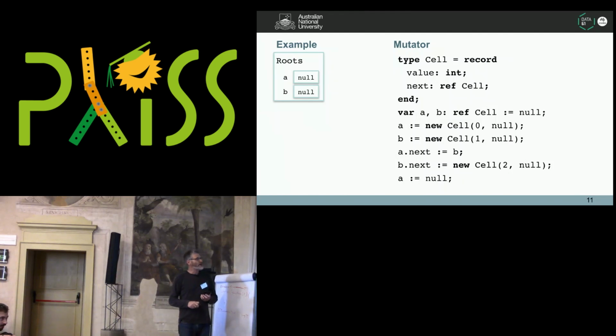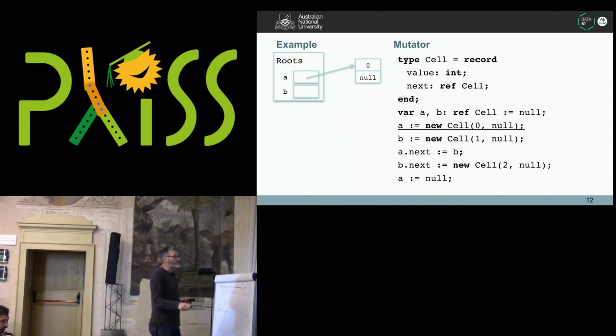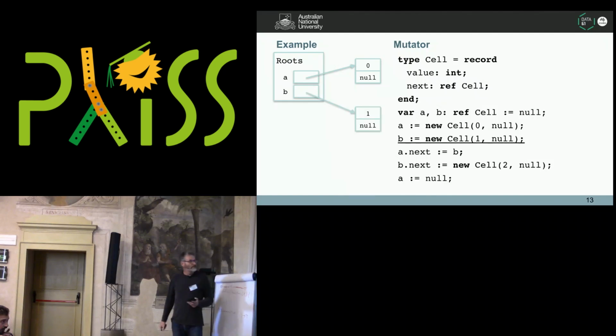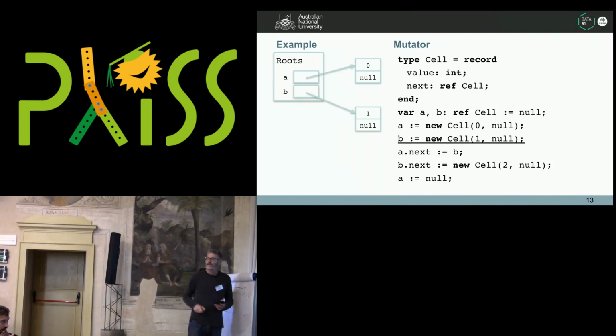Okay, so a simple little program. We've got these variables, which are references to cells. They're initially null. And we're going to perform some allocations and some mutations along the way. And we can step through the behavior of this program. So the first thing is we're going to allocate a cell with value 0 and the next pointer null. And then we'll allocate another cell with value 1 and next pointer null. Each of those will be held in variables A and B.